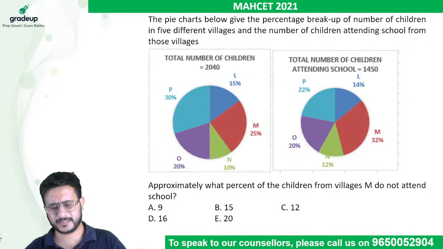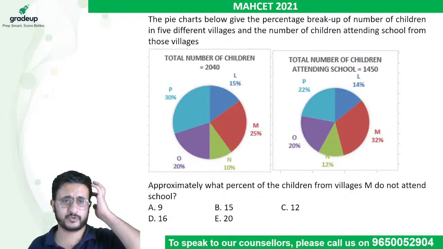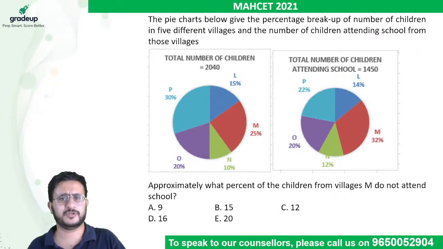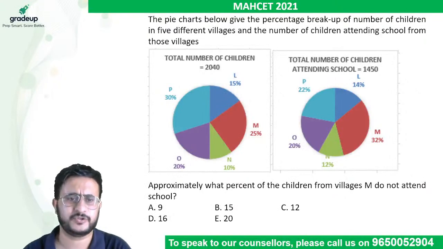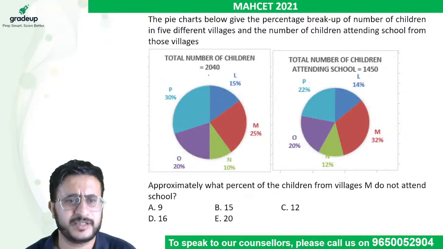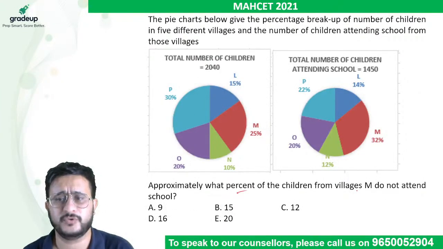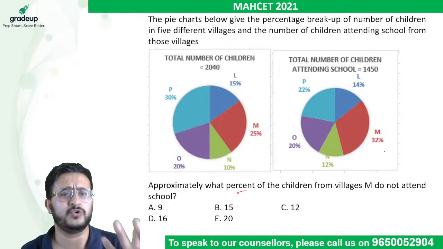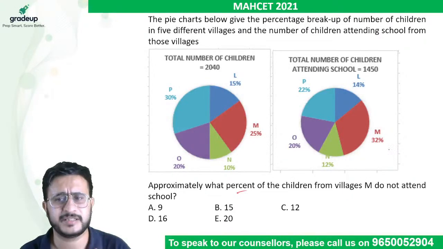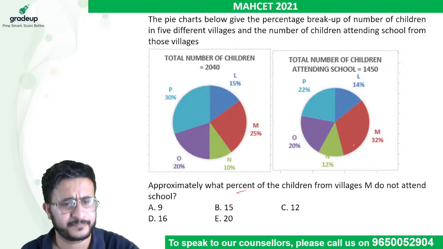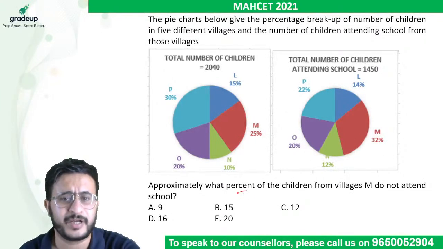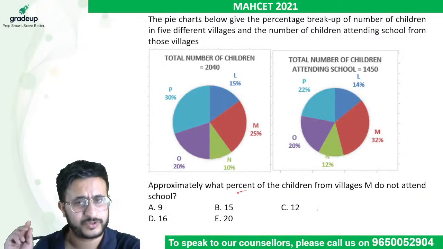See, pie chart is in fact the simplest of the charts. You just have to deal in ratio. One thing you should do is not calculate things in the first go. It is asking what percent of the children from village M do not attend the school. So do not calculate the number of students from village M who do not attend; directly calculate the number of students who attend the school.